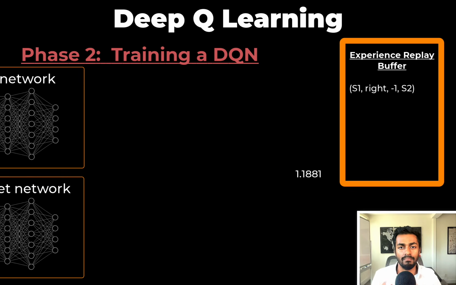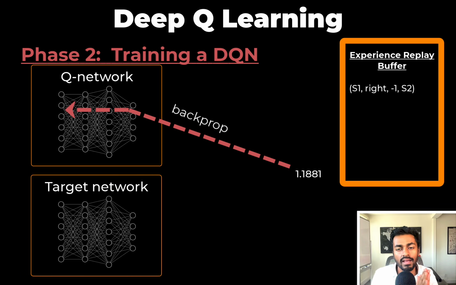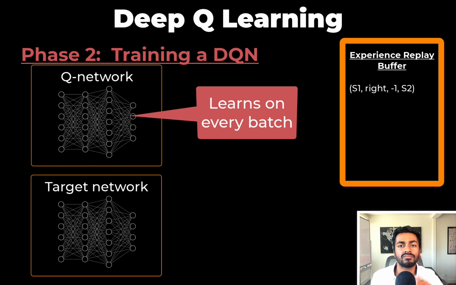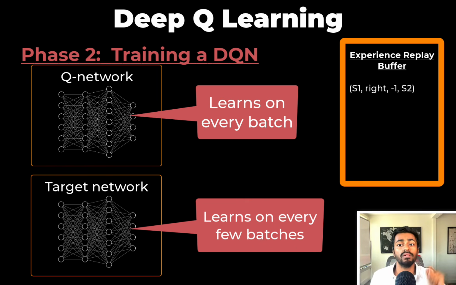This loss is then backpropagated into the Q network and the parameters are updated. So Frank learns, but the target network remains the same. Now we repeat the process for a few batches where Frank's conscience continues to learn, but the target network still remains the same. And then after a few batches, we will update the parameters of the target network to match the Q network and then continue. And eventually, Frank's conscience and decision-making improves, and he's a champ.